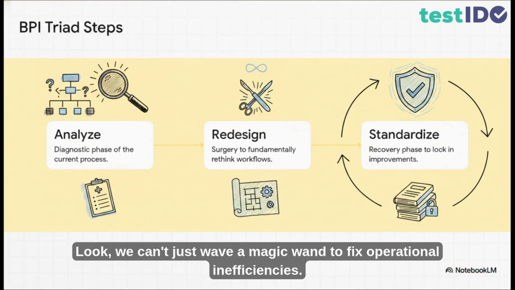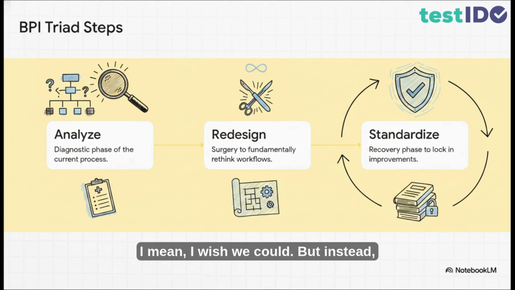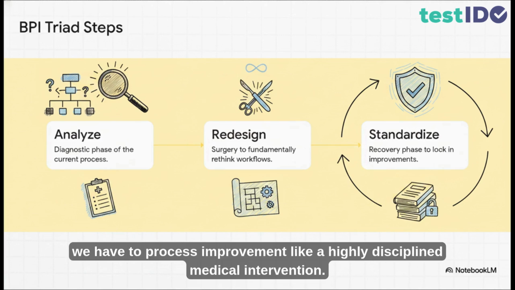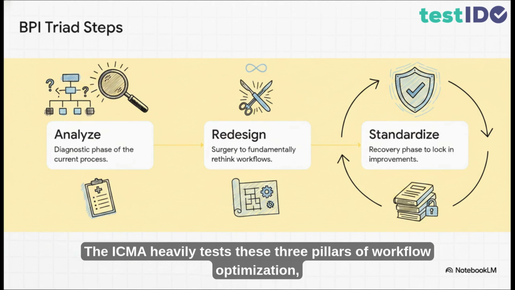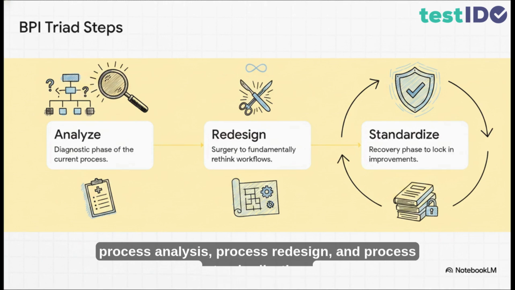Look, we can't just wave a magic wand to fix operational inefficiencies. I wish we could. But instead, we have to treat process improvement like a highly disciplined medical intervention. Let's look at this continuous three-step loop. The ICMA heavily tests these three pillars of workflow optimization: process analysis, process redesign, and process standardization.